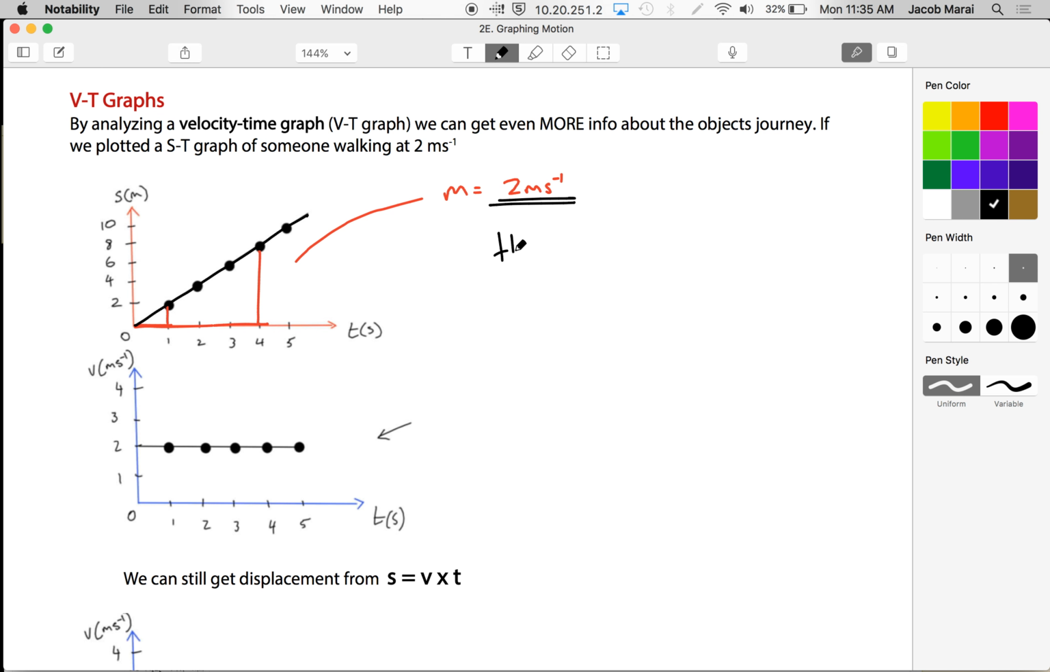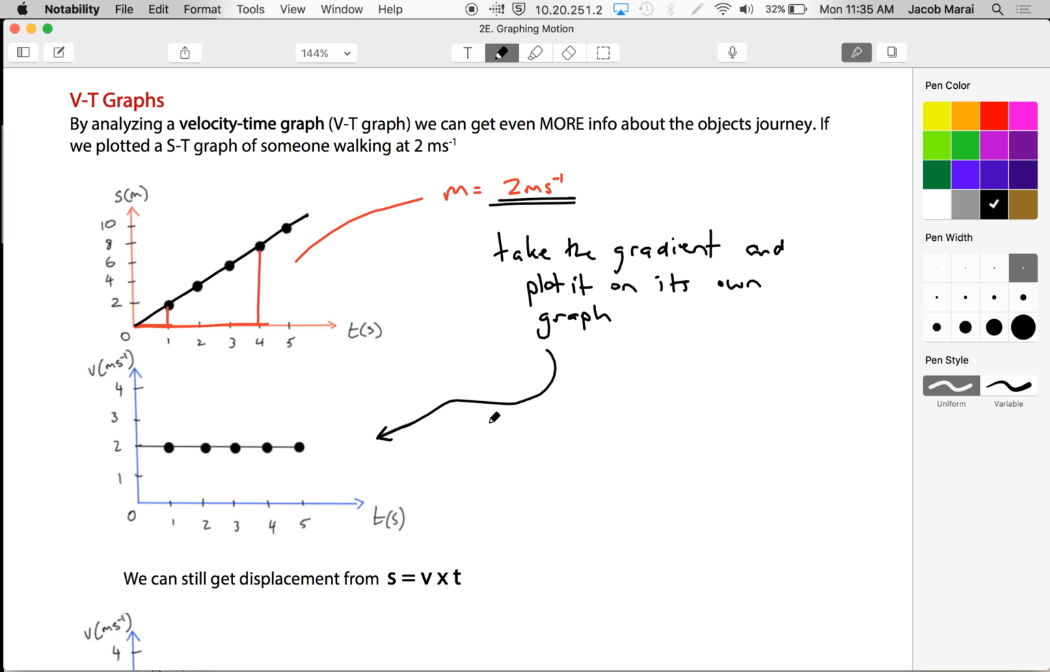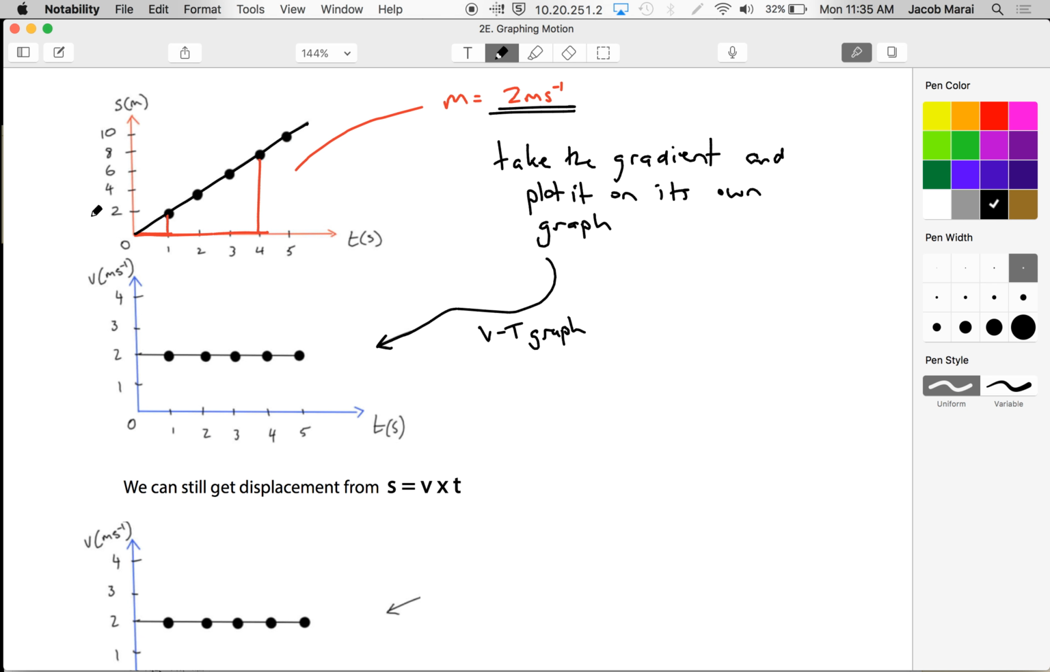If we take the gradient and plot it on its own graph, then we get, I'm just going to join up this arrow, we get a VT graph because the gradient was the velocity. And now have a look. Now we've got the gradient of the graph put onto its own graph below, and we can see a constant speed of 2 meters per second. Okay?